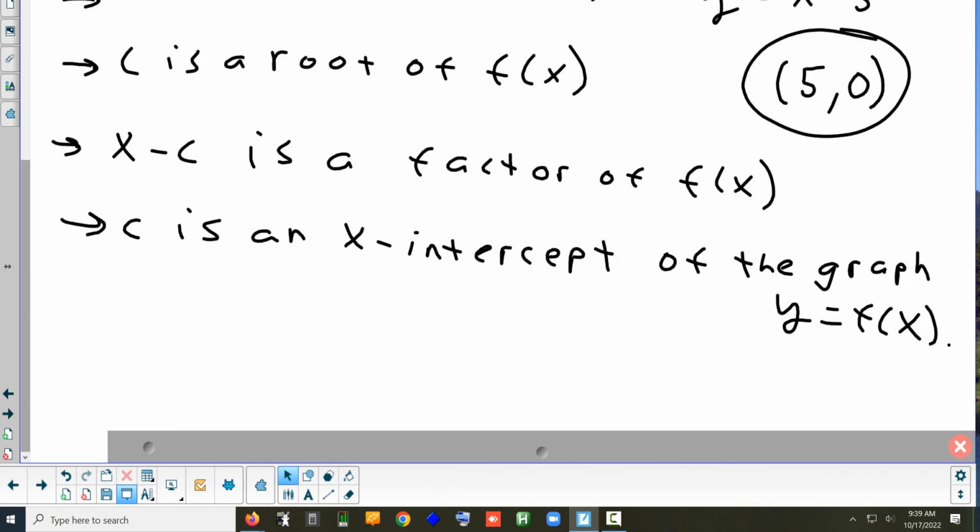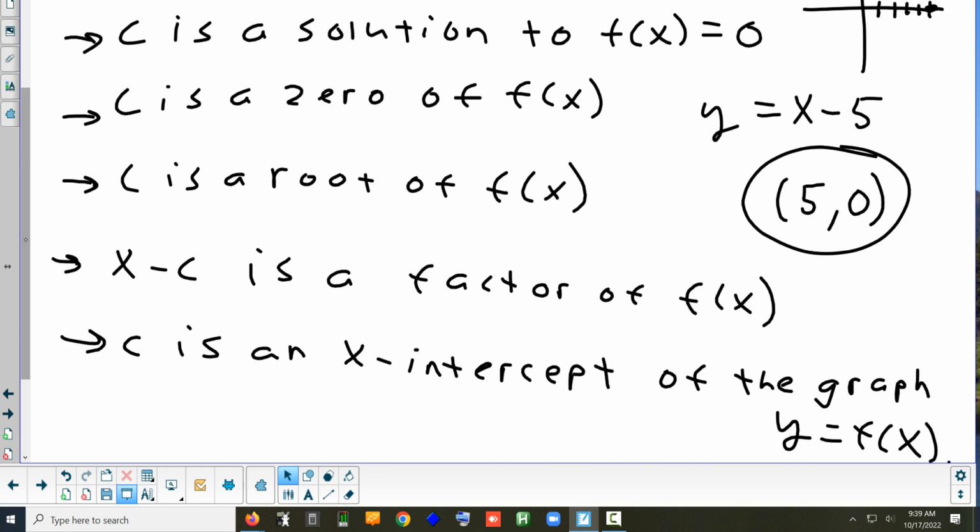Let's try a problem now where they give us the roots and we have to work backwards to figure out the factors. What is the variable C represent? C represents the root. Okay, so then we go to zeros. The root, or you could also say it represents the zeros.